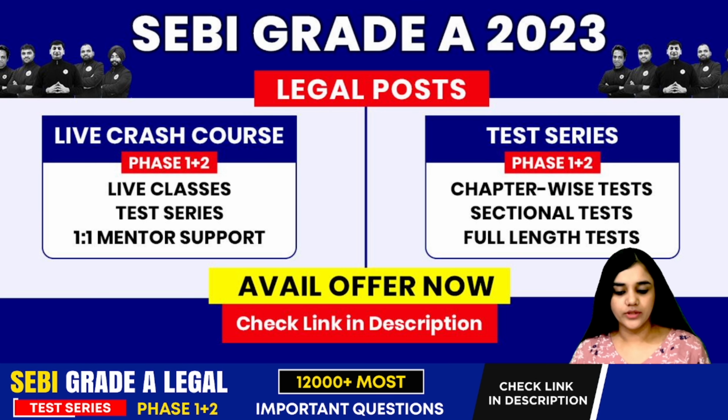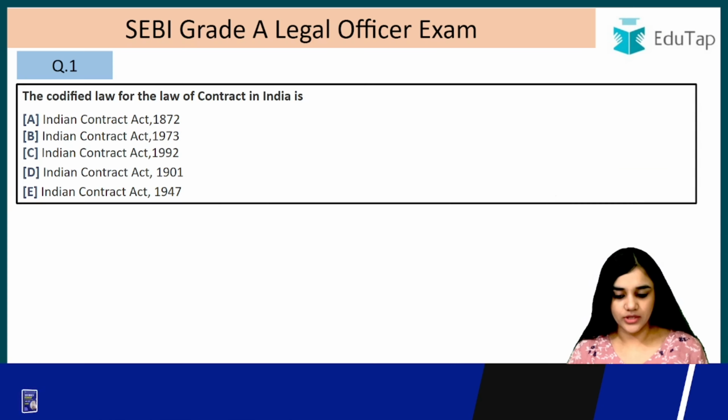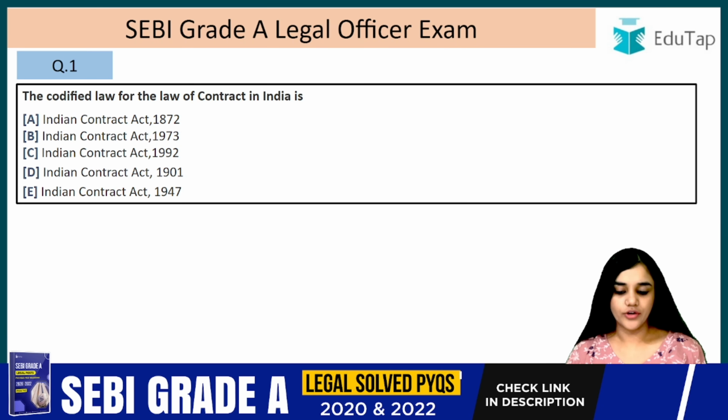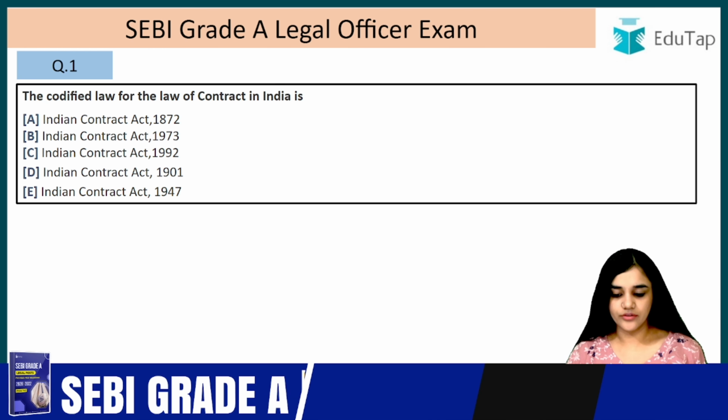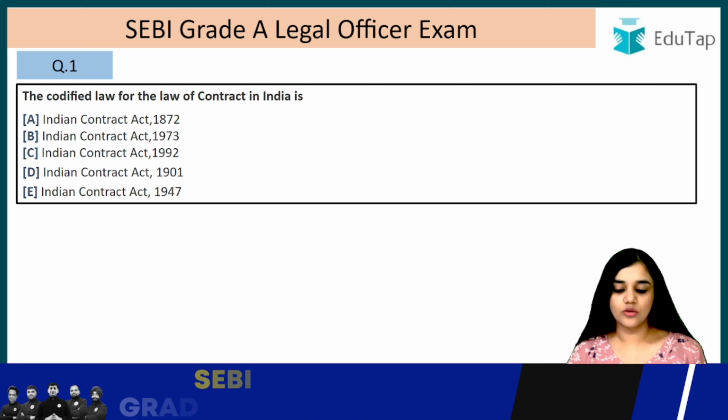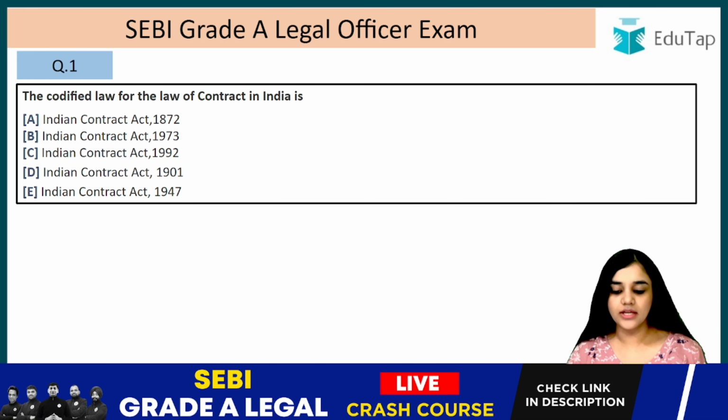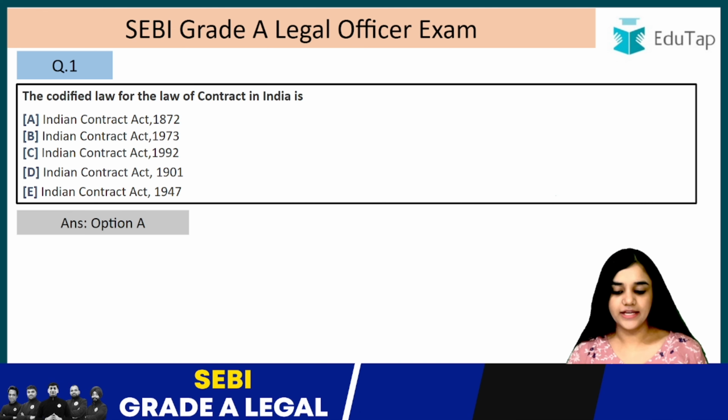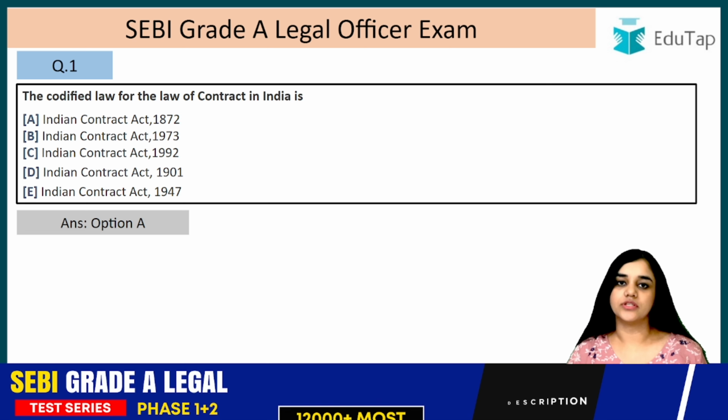So let's start with the Contract Act. Let's begin. Question number 1. The codified law for the law of contract in India is: Indian Contract Act 1872, Indian Contract Act 1973, 1992, 1901, 1947? The answer is Indian Contract Act 1872, right?